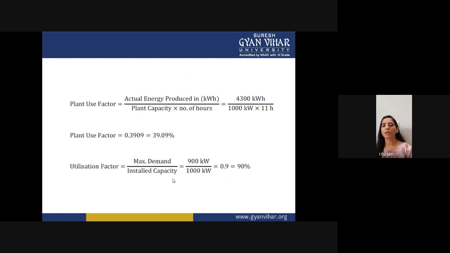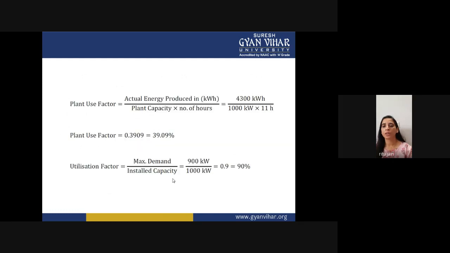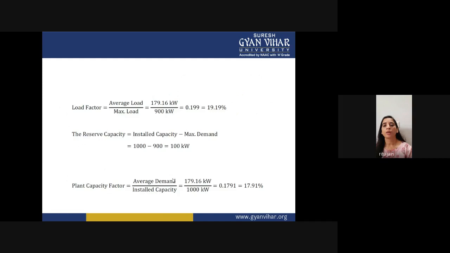So the plant use factor is equal to 39.09%, and your plant capacity factor is your 17.91%. Now we come to the utilization factor, which is your maximum demand upon installed capacity. So utilization factor is your 90%. You are not utilizing this power plant at 100%. That's why you are getting a reserve capacity of 100 kilowatt.